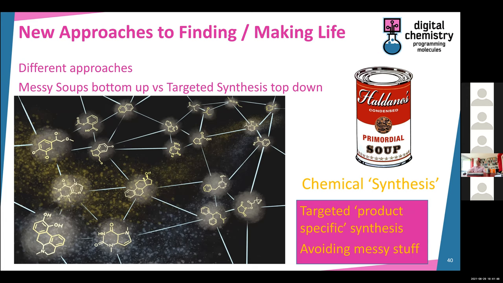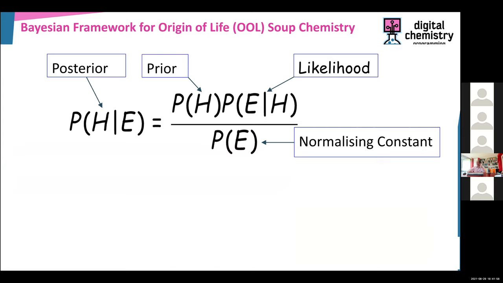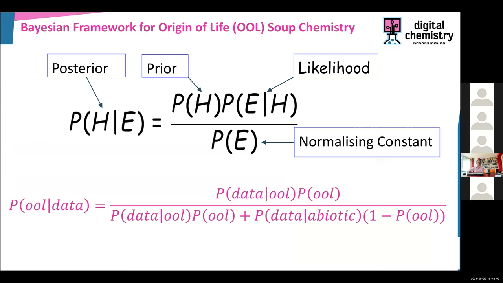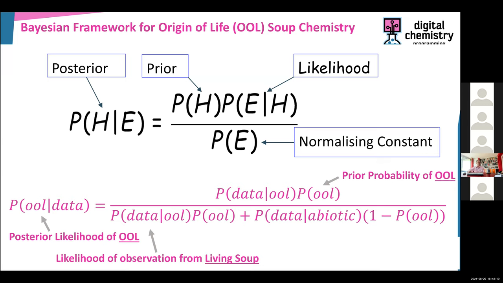Now, to really explore the origin of life here, we've got to be very careful about the observations we make. So what we've been developing in the lab is a Bayesian framework for origin of life soup chemistry. So basically we are sorting out our priors in terms of what is the probability for origin of life within certain chemistries. And what we've got to try and do is think about how we can explore the posterior likelihood of origin of life as a function of the prior probability of origin of life, the observations from the soup, and the no observation from the soup. And that's really an interesting question.